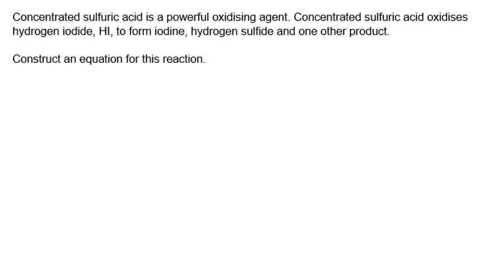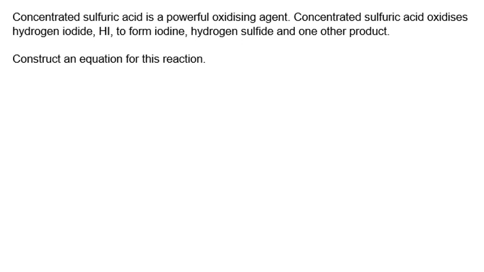Okay, this would be a 2 marker in an exam, and we've got concentrated sulfuric acid, and that's a powerful oxidizing agent, as we know, and it oxidizes hydrogen iodide to form iodine. Right, so there's one of the half equations, and hydrogen sulfide is the result of the action of the sulfuric acid, and there's one other product there. So we want to construct an equation for this reaction.